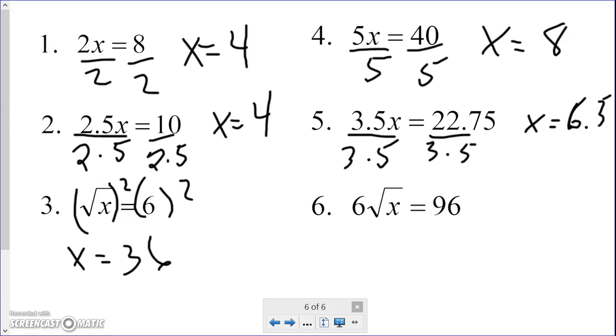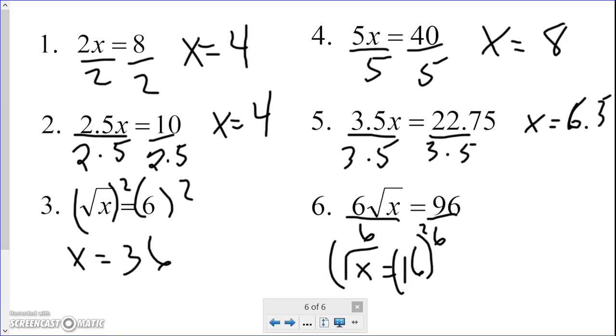Now, for number 6, it kind of combines both, so we're going to divide by 6 first. That leaves us the square root of x equals 16. We then square both sides. So then we have x equals 256. So again, hopefully you were able to get all those, and this is going to come into play as we move forward with our lesson today, being able to solve.